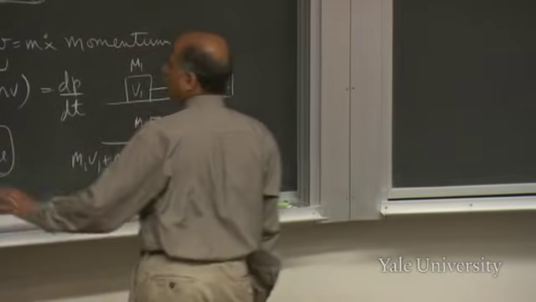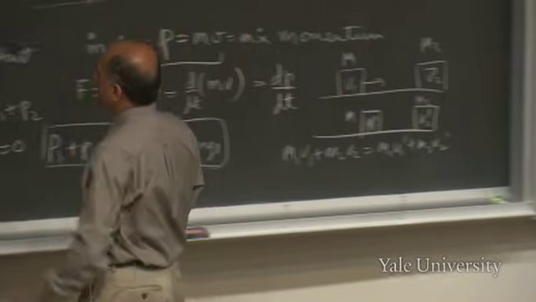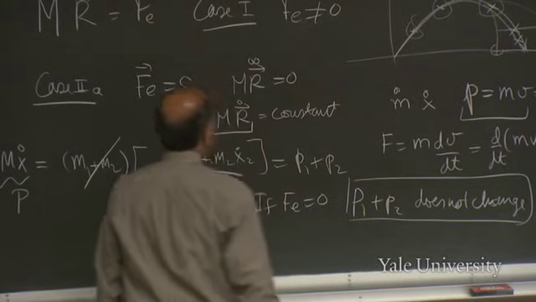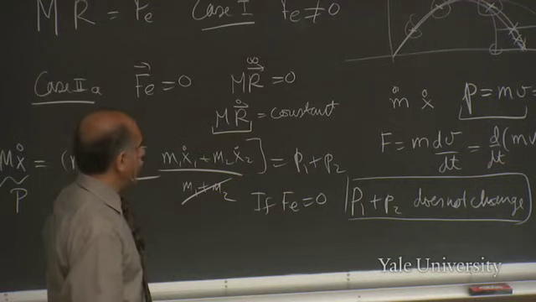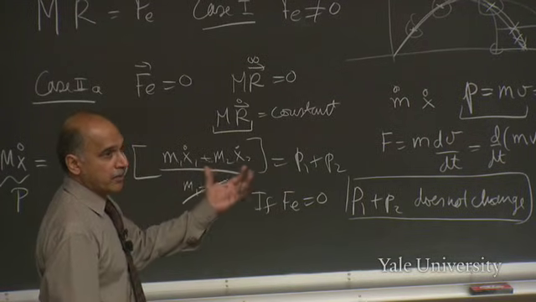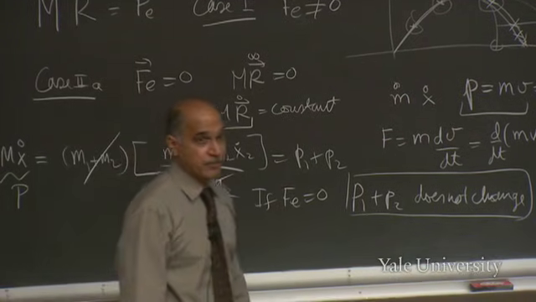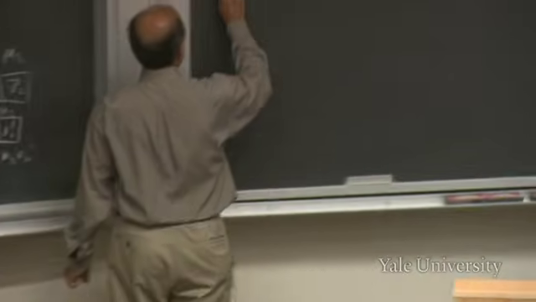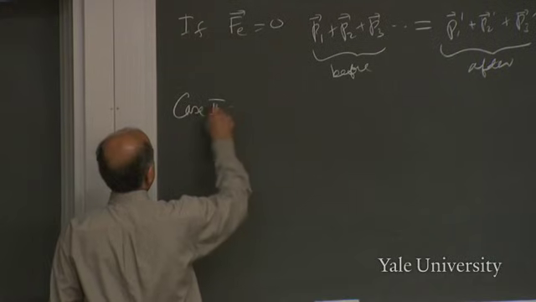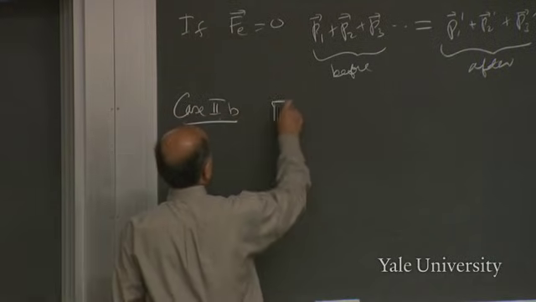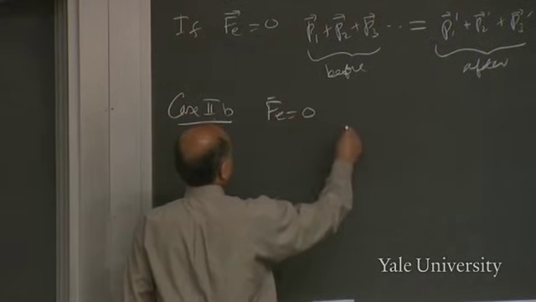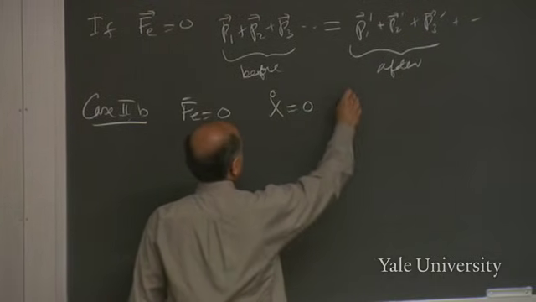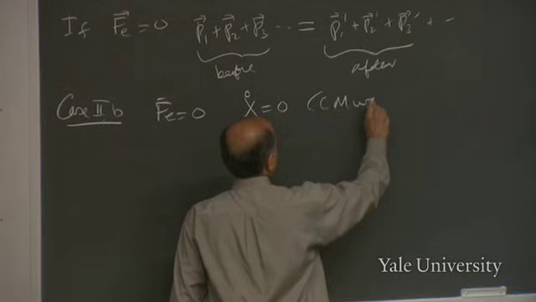So the case that I considered, 2A, was external force equal to 0, but center of mass was moving because it had a momentum. Then the claim is that momentum will not change. I'm coming to the last case, which is, if you want, case 2B. External forces are 0, center of mass was 0. In other words, center of mass was at rest.